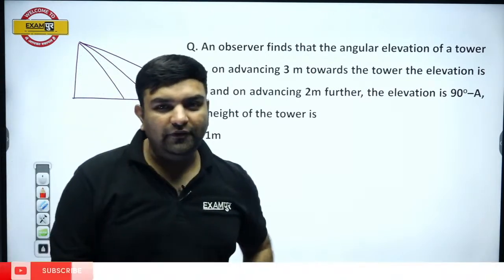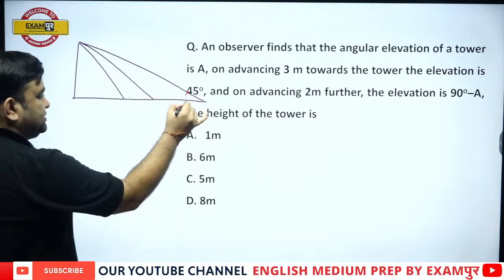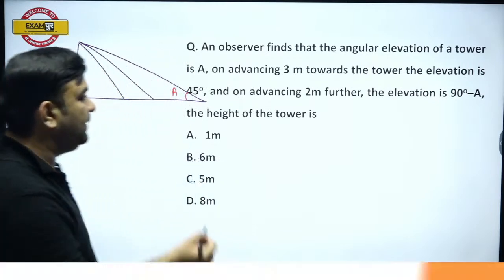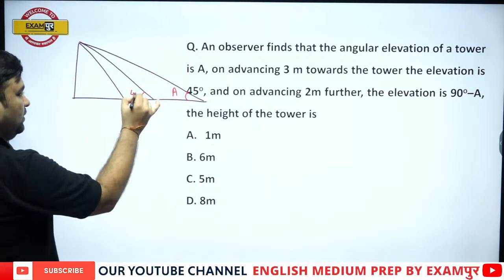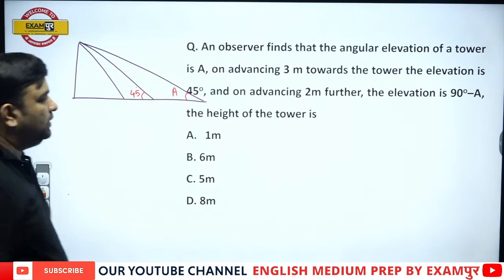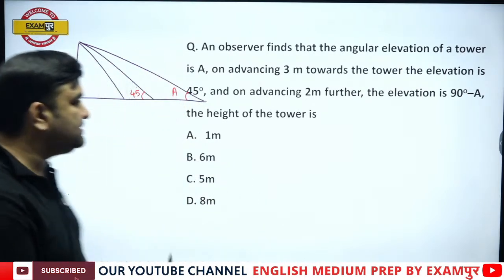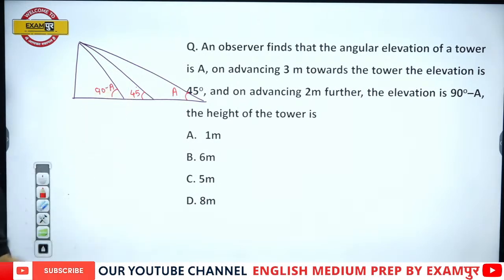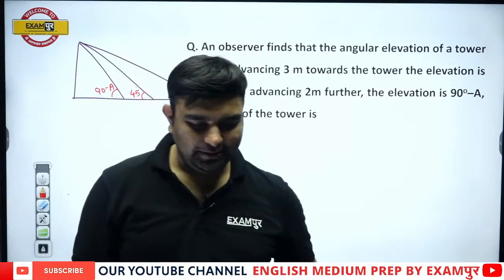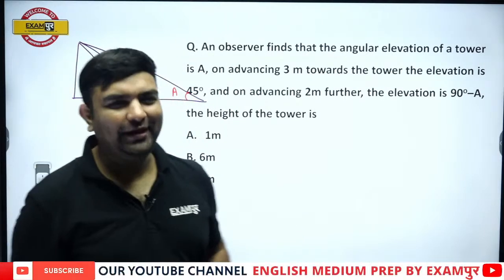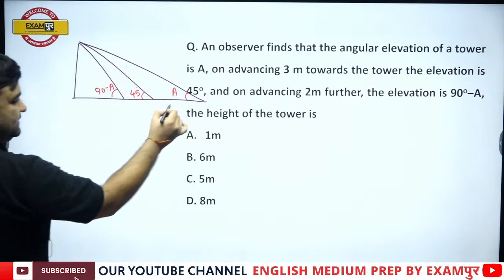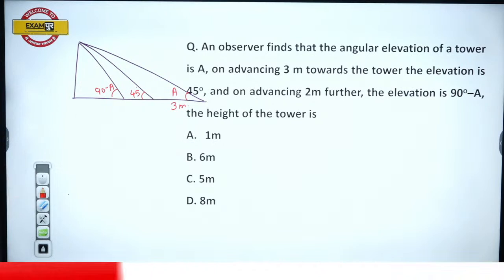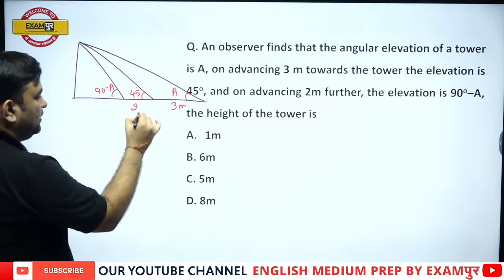Initially, the angular elevation of a tower is A. On advancing 3 meters towards it, it becomes 45. On advancing again, it becomes 90 minus A. So this distance is given as 3 meters, then on advancing 2 meters further, this is 2 meters.